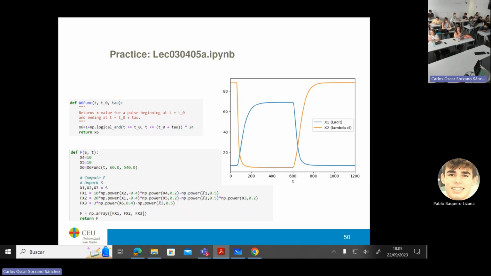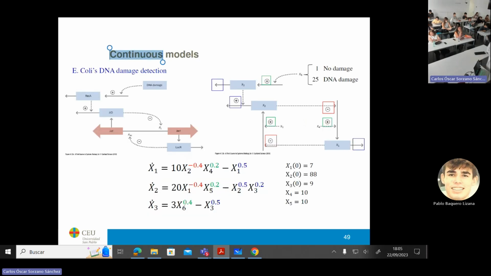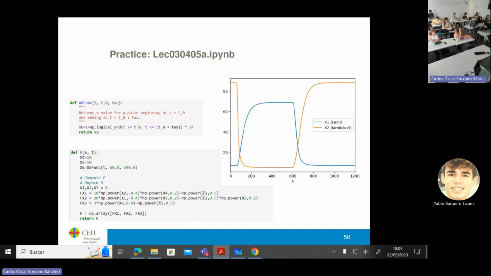So you have to define, for instance, x6, which is the external input. Let's say that the function of x6 will be a step function that goes from 60 to 600. So from 60 to 600, there will be some damage. So it goes from 0 to 25, from 1 to 25 in this range. Then what happens with the rest?